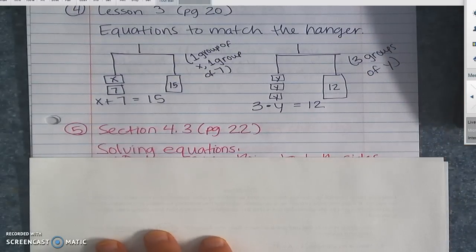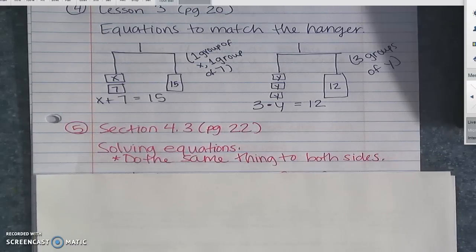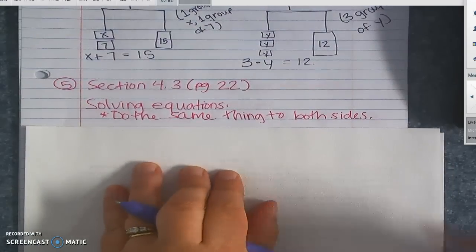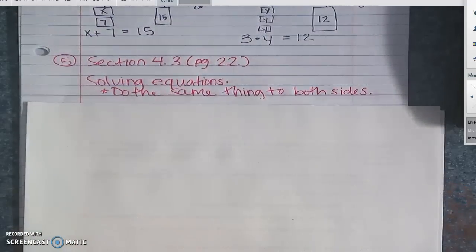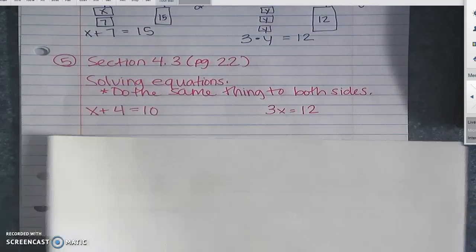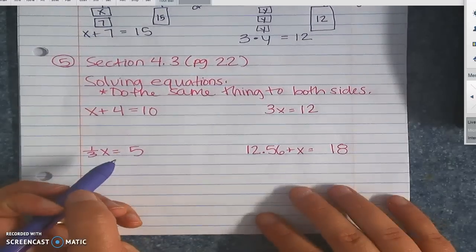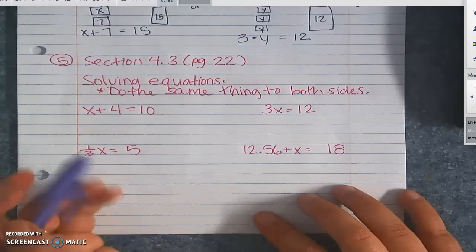Next part is solving equations, which comes from section 4.3, page 22. Our important thing to remember is that we need to do the same thing to both sides, but it also needs to be the opposite of whatever they did to our letter or our variable. So please pause to copy all that down if you did not yet.